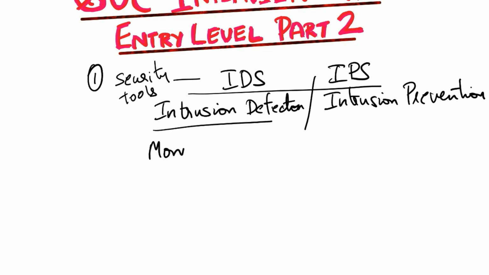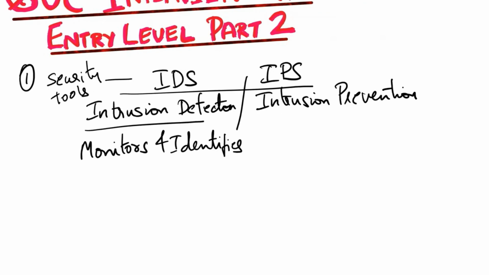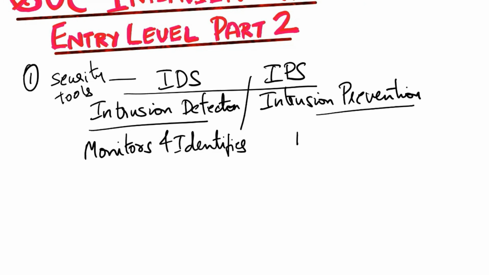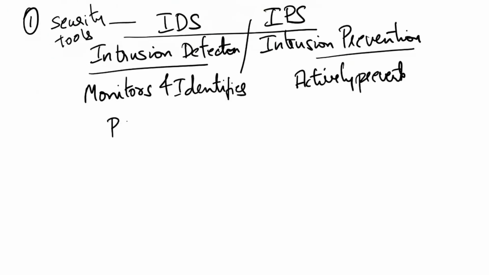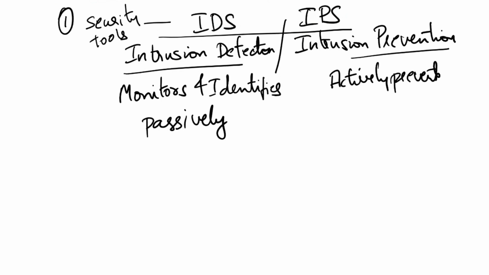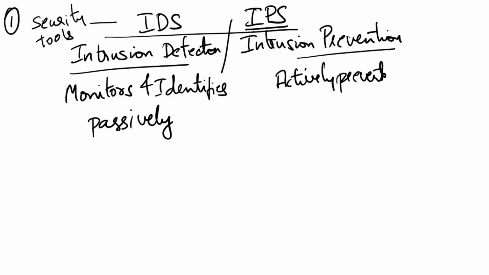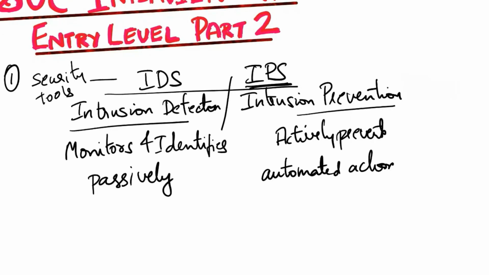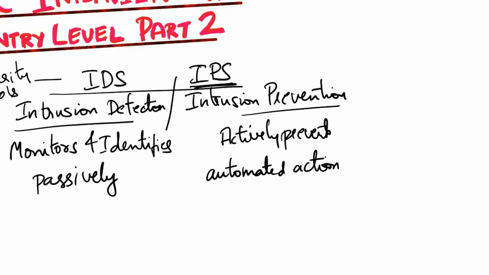IDS monitors and identifies suspicious or malicious activities within a network or system. IPS actively blocks or actively mitigates security threats and attacks in real time. So IDS passively observes network traffic and system activities, analyzing data for known attack signatures or unusual patterns. IPS monitors network traffic and system activities, capable of taking automated actions to stop or block malicious activities.